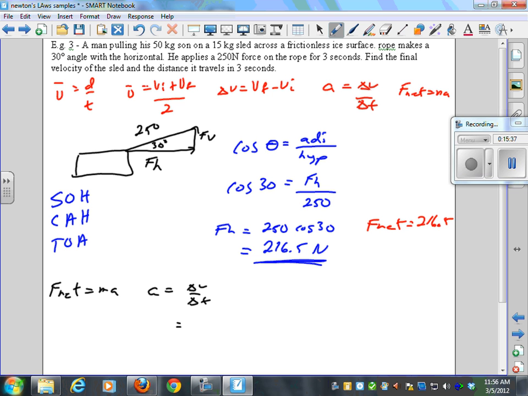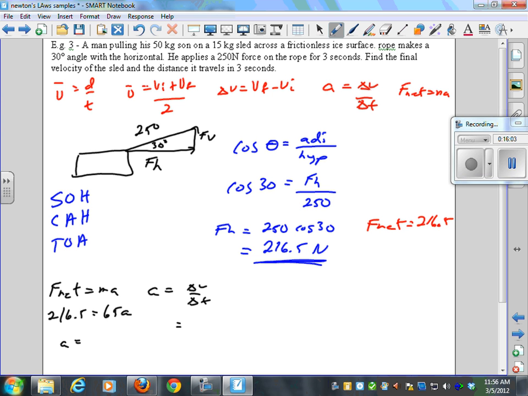Thanks, Courtney. So I've got 216.5 is equal to, now what mass do I use? I got two masses here. What mass should I use? Should I use the 50 or the 15? Both. They're together, right? Exactly. It's a 65 kilogram mass.